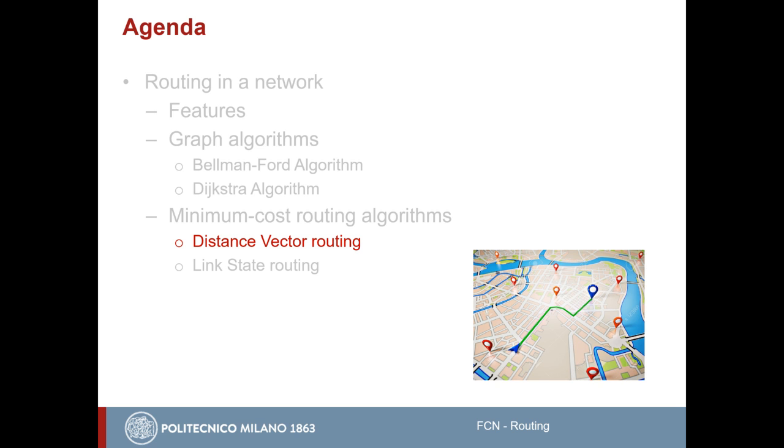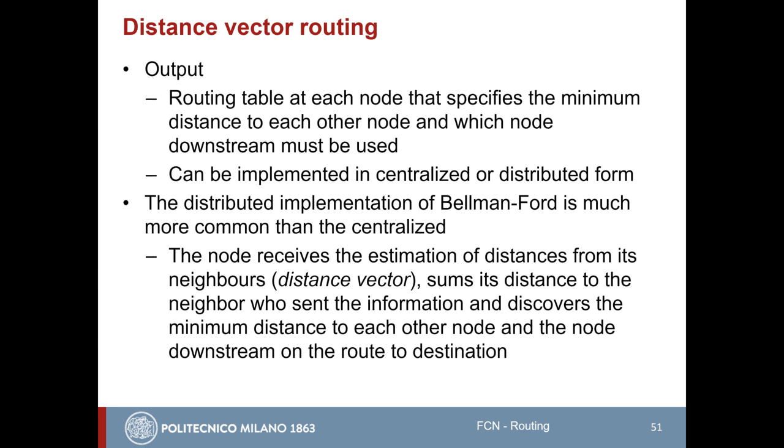So let's start with distance vector. In case of distance vector, the output is finally a routing table that specifies what is the minimum distance between one node and each other node, but also which is the node to use as next stop. And so it comes from the Bellman-Ford algorithm, which can be implemented in a distributed or centralized way. In case of a distributed implementation, we are talking about the distance vector protocol.